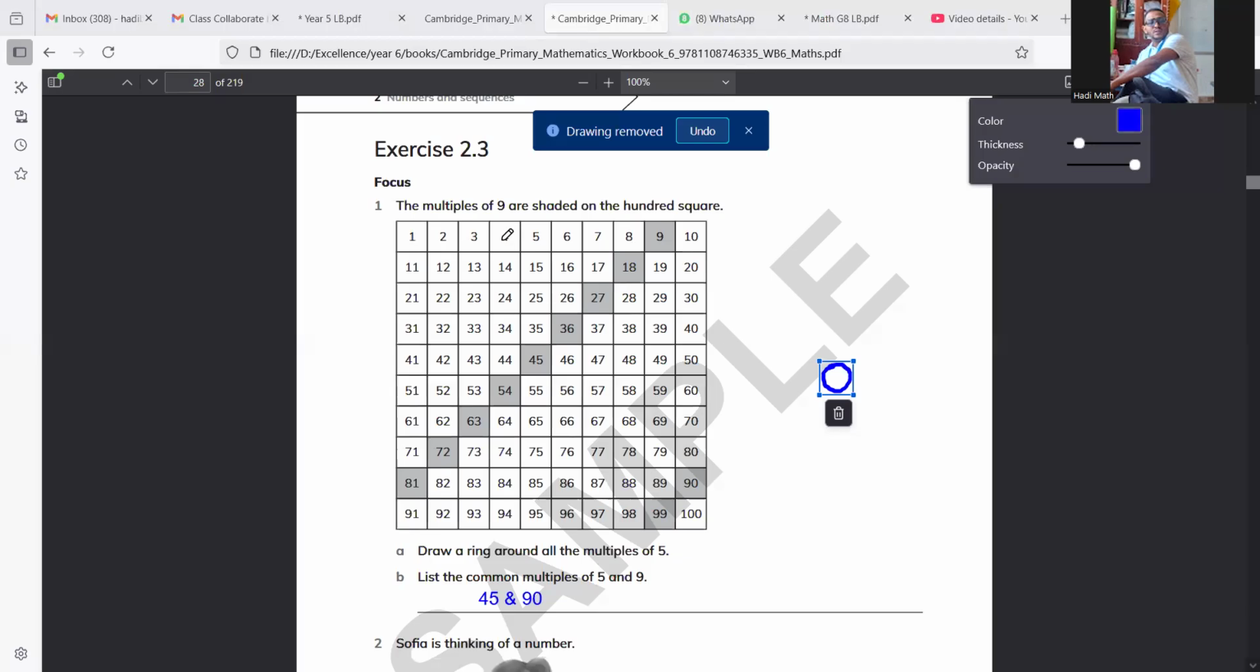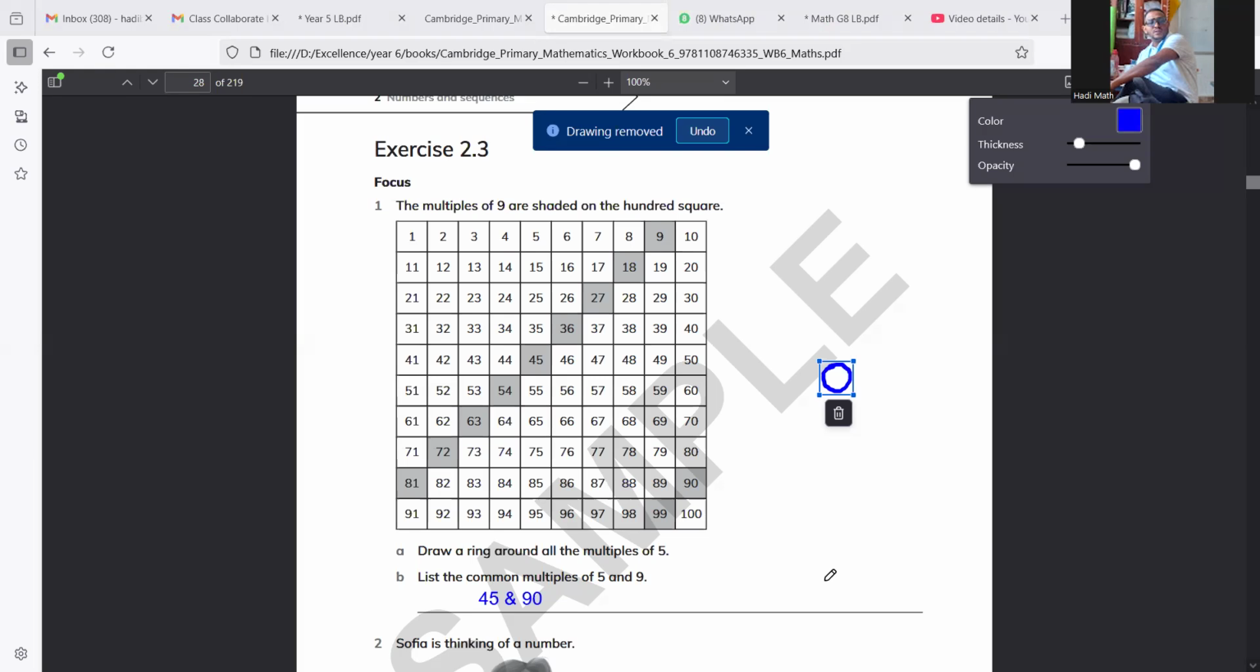Okay, dear student, grade 6. This is Cambridge Primary Mathematics, exercise 2-3. They say the multiples of 9 are shaded on the 100 square. Question A, they ask you to draw a ring around all multiples of 5.